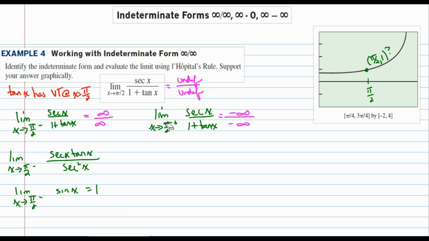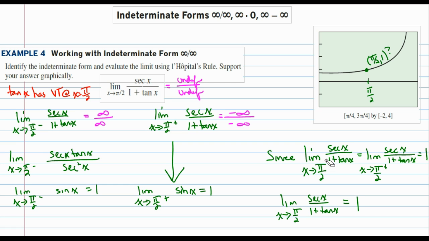Well, now what about as x approaches pi over 2 from the right? Well, the work is going to be the same. My end result, though, might not. So as I approach pi over 2 from the right, sine of x is still positive 1. So now I have a conclusion that I can make that may sound familiar from back in chapter 2. Since the limit as x approaches pi over 2 from the left of our function is the same as the limit as x approaches pi over 2 from the right of our function, and they're both 1, that means the limit in general as x approaches pi over 2 of our function is 1.